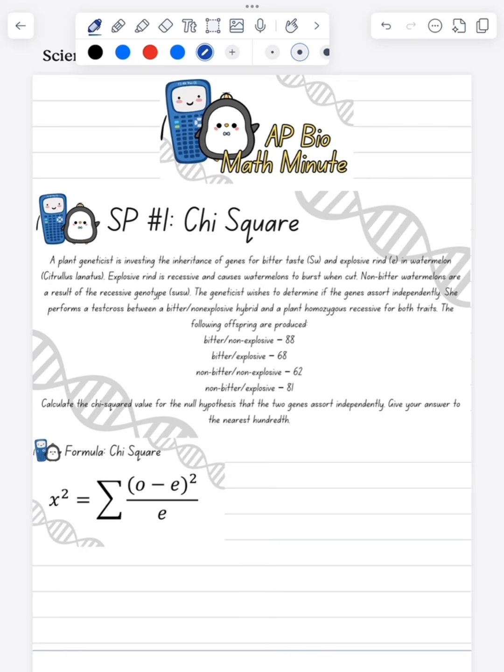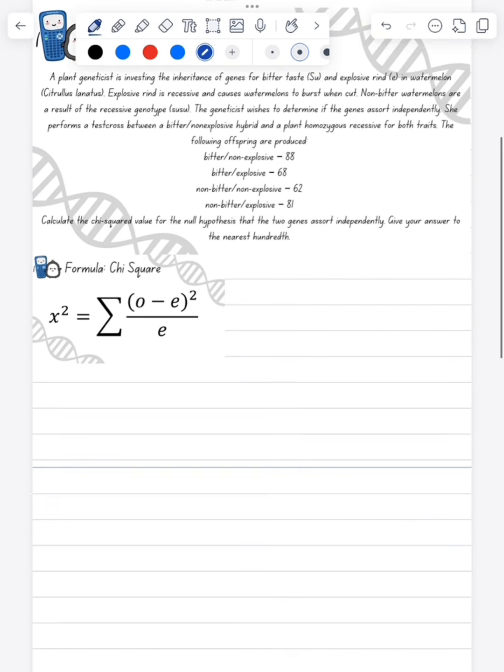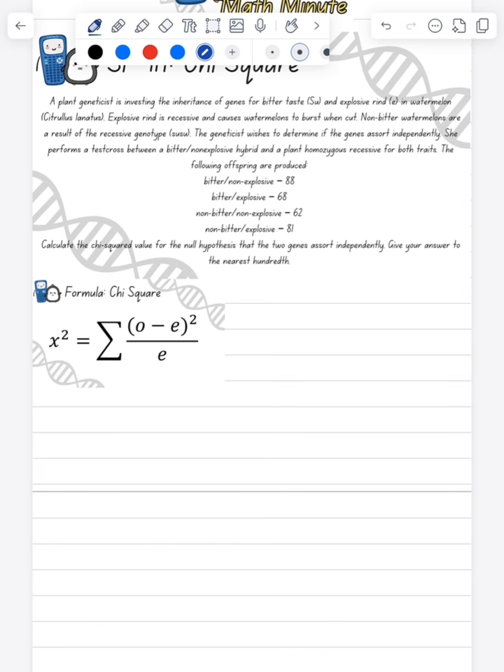So bear with me as I try some new things out. Here's our question, and as you see, we're doing a chi-square. So pause the video if you want to read the question. The equation for chi-square is the summation of the observed minus expected squared over the expected. And then we're going to see that we're doing a heterozygous with a homozygous recessive in a test cross, and we're doing our chi-square to 2 decimal places.